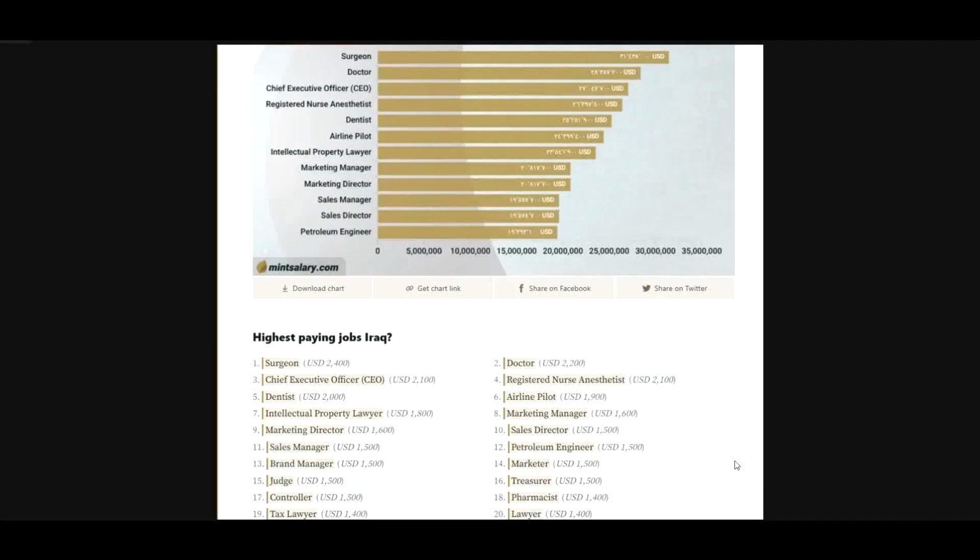Let's take a look at the salaries over there in Iraq. Highest paying salary jobs. Surgeon is the top job over there in Iraq, and they make US dollars, $2,400. This is monthly, just so you're aware. So surgeons make $2,400 a month. Doctors make $2,200 a month. CEOs get $2,100. Registered nurses, anesthesia, they make $2,100 per month. These are the top money earning jobs over there in Iraq. This is their pay in US dollars per month. Three of the top four have to do with the medical field.